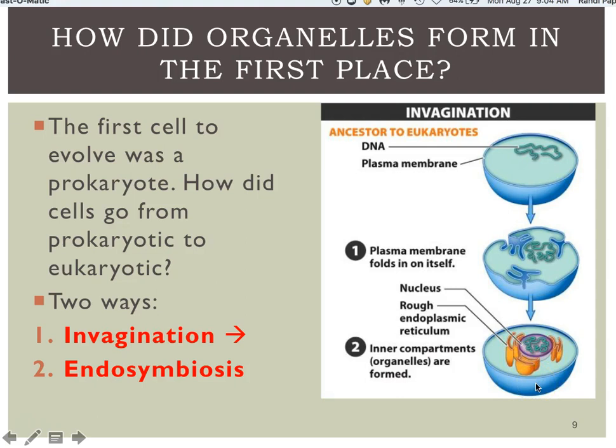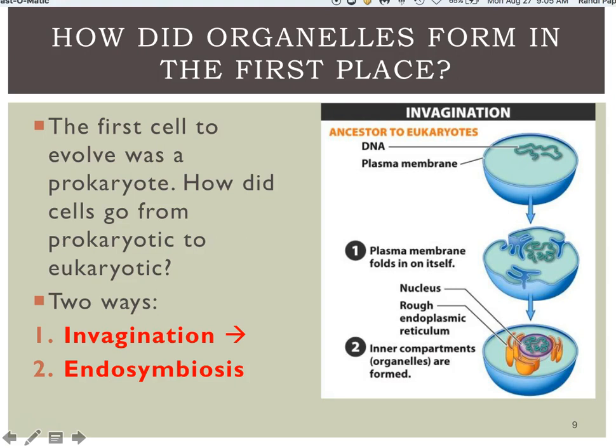Other structures that are membrane-bound organelles, those inner compartments, are the rough endoplasmic reticulum, the smooth endoplasmic reticulum, the Golgi apparatus, those kinds of things. We think that because they're made up of plasma membrane and because prokaryotic cells don't have them, invagination is a very likely phenomenon that caused those organelles to form in the first place.